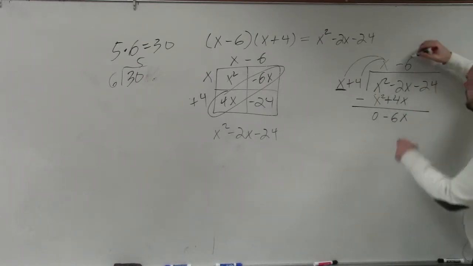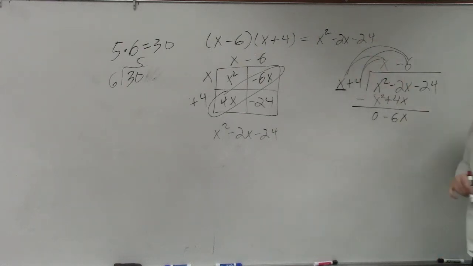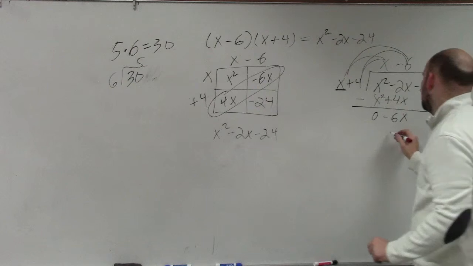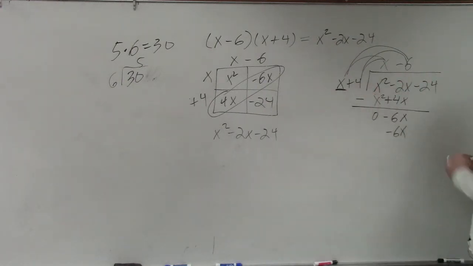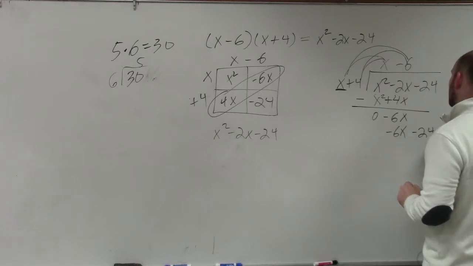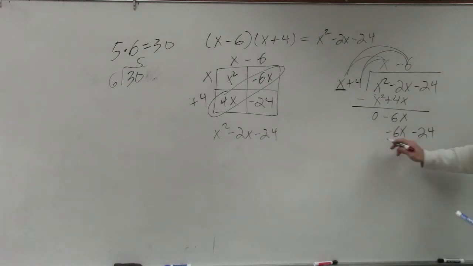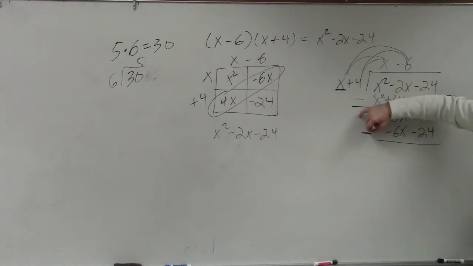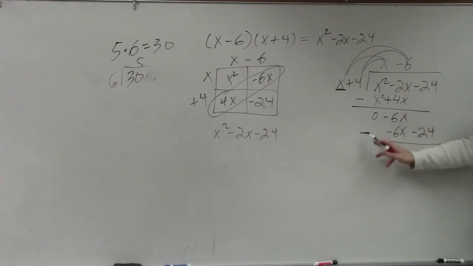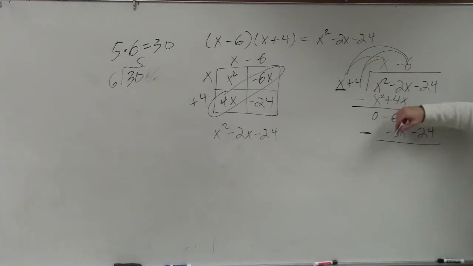Then I do the same thing. I multiply the negative 6 times both of these. Negative 6 times x is negative 6x. And negative 6 times 4 is negative 24. So now, again, we subtract the rows. Negative 6 minus negative 6, well, that becomes a double negative, right? So it really becomes positive. So that becomes 0x. I bring down this 24. Negative 24 minus a negative 24 is 0.